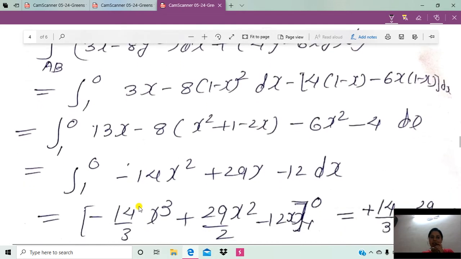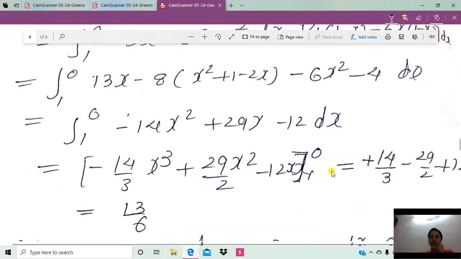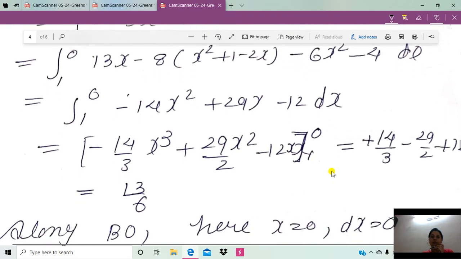finally if we open all the brackets, the integration is now integration between the limits 1 to 0 of minus 14x square plus 29x minus 12 dx. And when we integrate it with respect to x between the limits 1 to 0, the integration is now minus 14 by 3 x cube plus 29 into x square by 2 minus 12x between the limits 1 to 0.